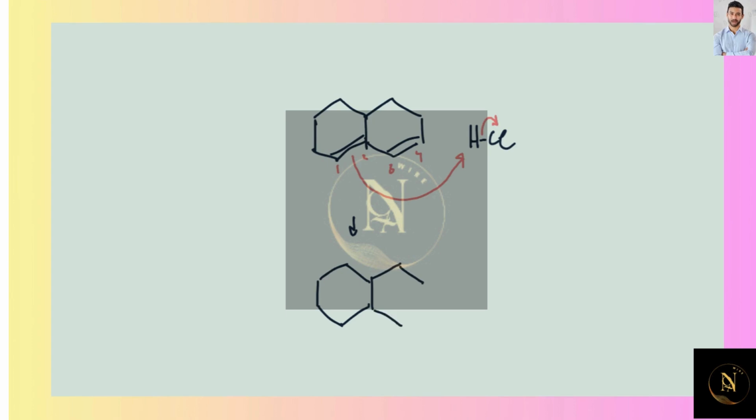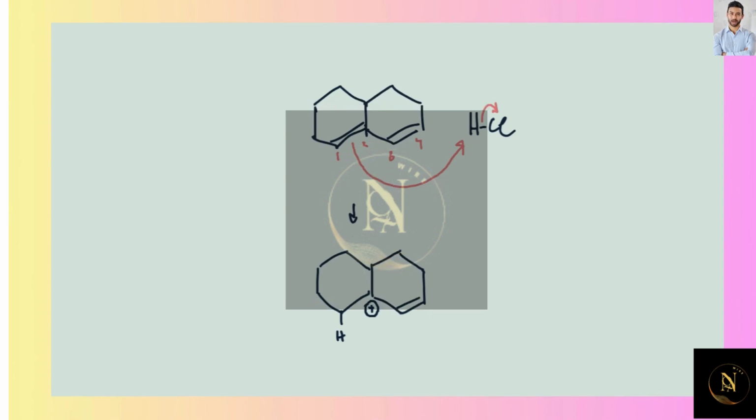Here's the product of that, or the most stable carbocation intermediate formed when the double bond between 1 and 2 swings open, is that we can put the new hydrogen on carbon 1 and a carbocation on carbon 2. Okay, so this would be the most stable carbocation intermediate.